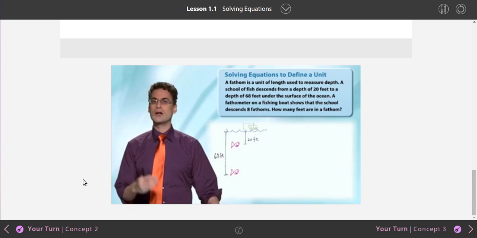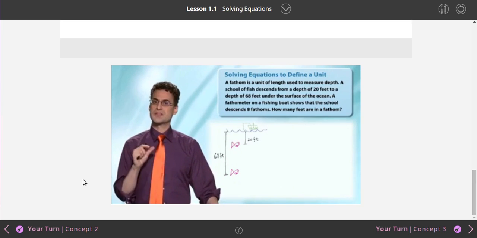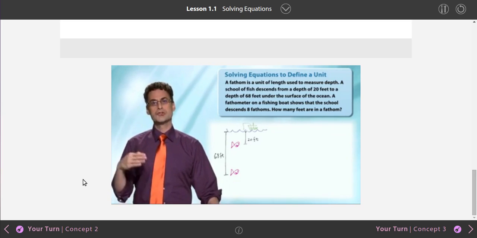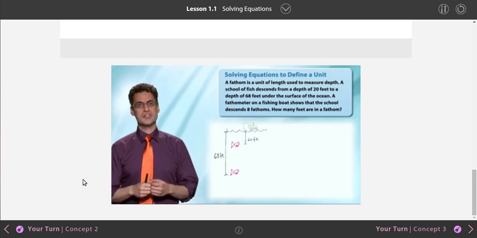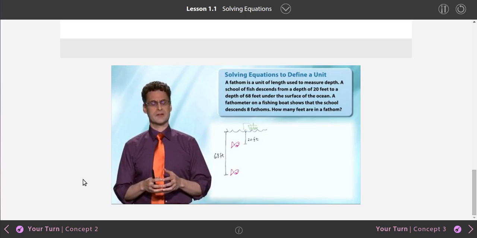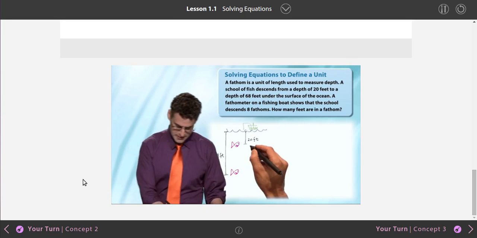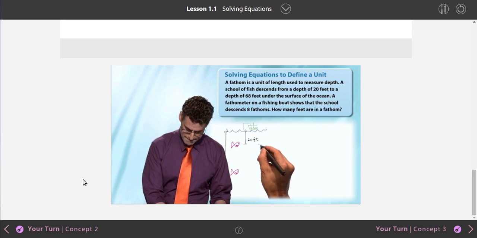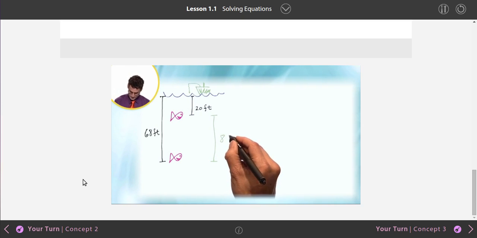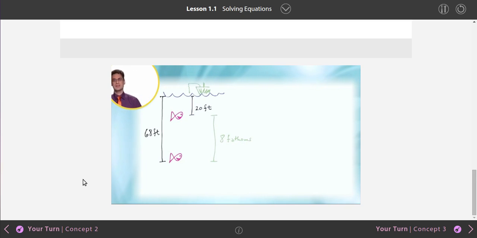And what do we know about that? Well, it measures that the fishing boat shows that the school descends 8 fathoms. So the school of fish drops 8 fathoms. And the question is, how many feet are there in a fathom? It seems like there might not be enough information here. So let's think about what we know. Well, we know that they descend 8 fathoms, and so I want to know how many feet are in a fathom.